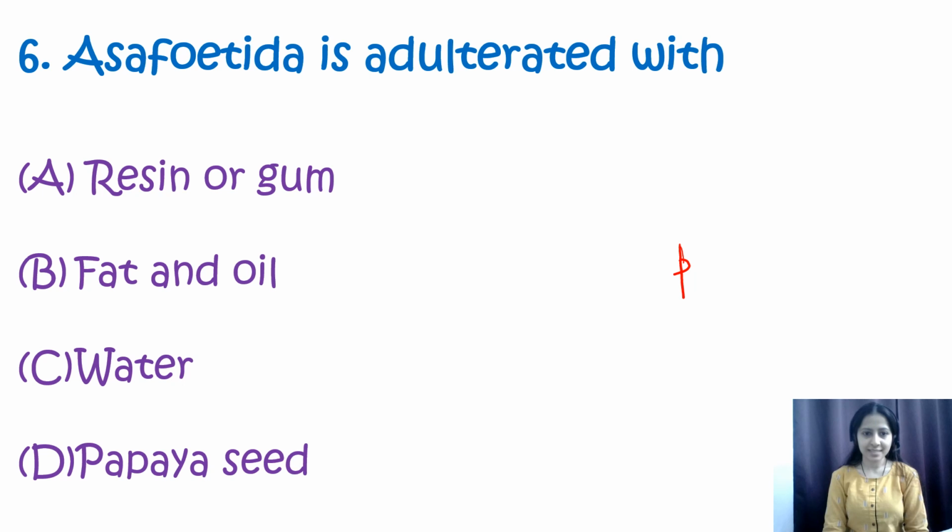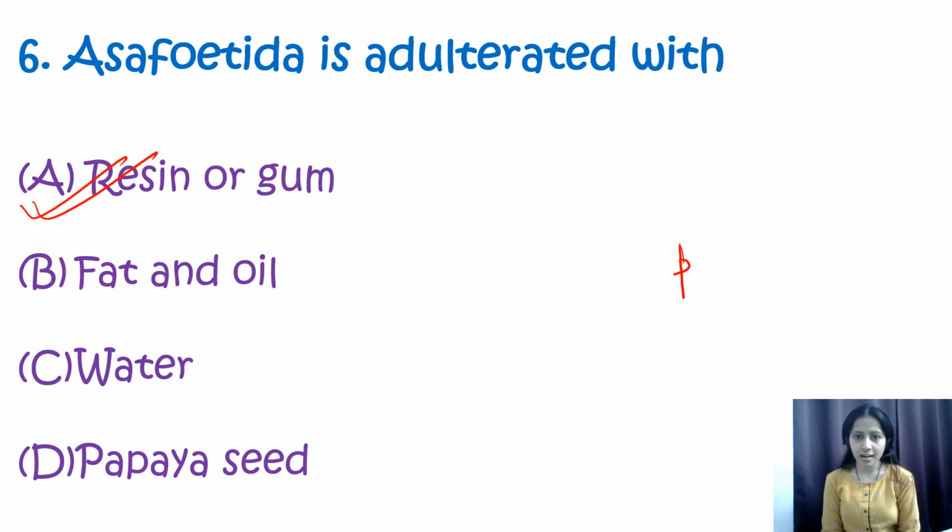So question number 6. Asafoetida is adulterated with: options are raisins or gums, fat and oil, water, or papaya seeds. So over here my correct option is option number A, that is raisins and gums. So this asafoetida, what we say in Hindi, is also adulterated with various other substances.